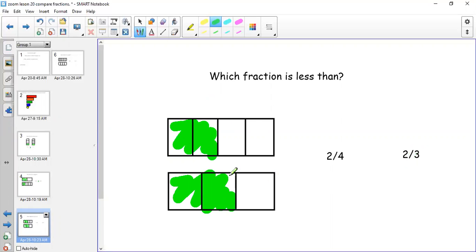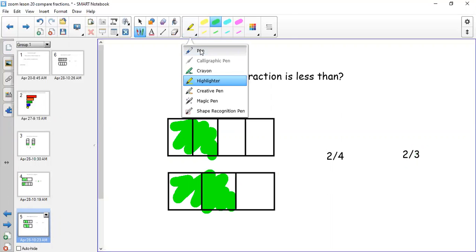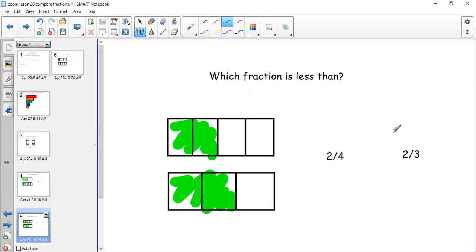And if you look at the size of both equal parts, we see that 2/3 is actually greater or bigger than 2/4. So we know 2/3 is actually greater and 2/4 is less. Let's try one more example.